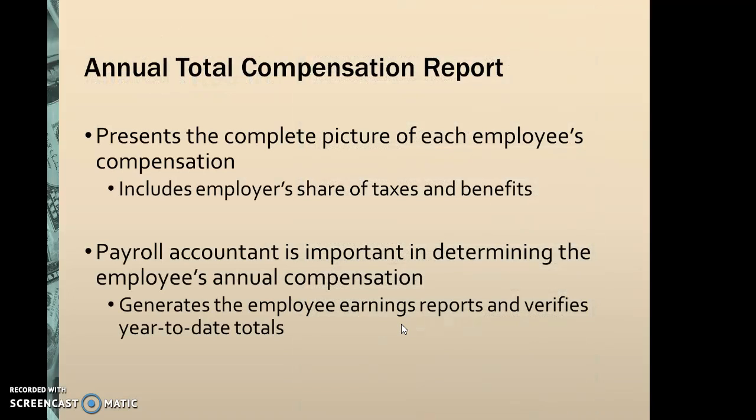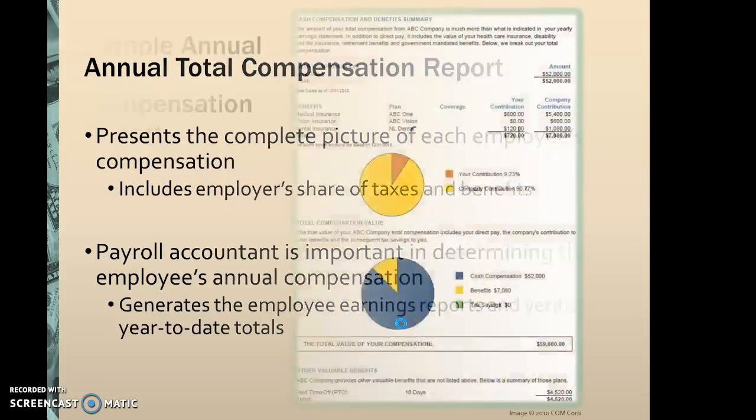The annual total compensation report is a complete picture of the employee's compensation in the organization. It includes the employee shares of taxes and benefits. So it's important, as a payroll accountant, to determine the employee's annual compensation. You would also utilize this when you are completing their W-2s.